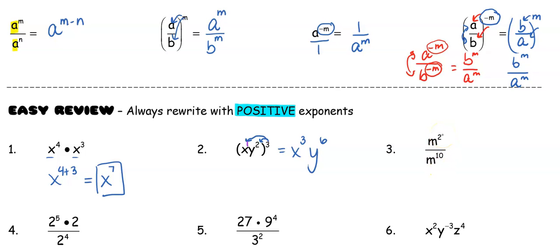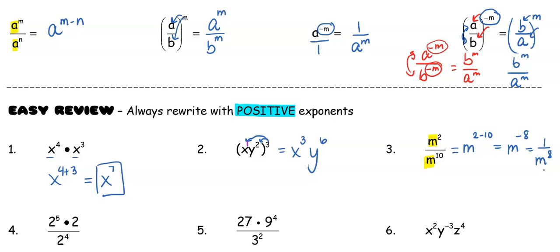With number 3, we are dividing like bases. Important, because when we divide like bases, we are subtracting. I'm going to show you this in 2 different ways. So if I follow the rule from above, I would be doing 2 minus 10, which would give me a negative 8, but then I'd have to do the reciprocal and move it to the bottom, doing the reciprocal of that negative exponent.